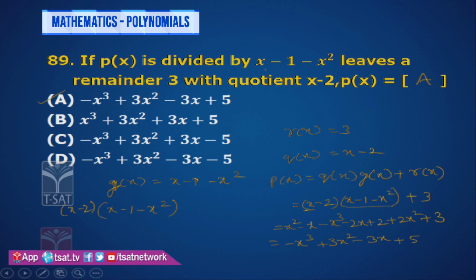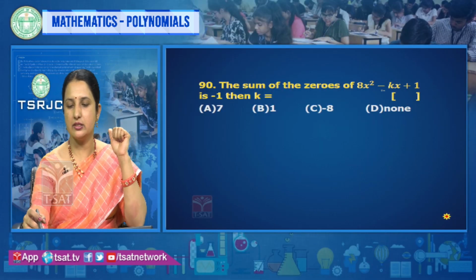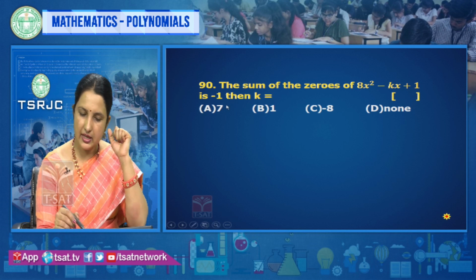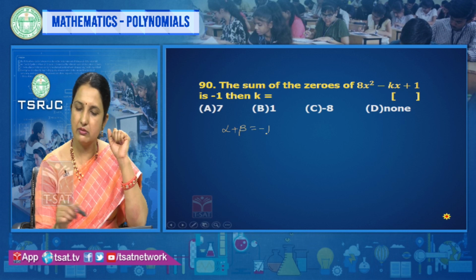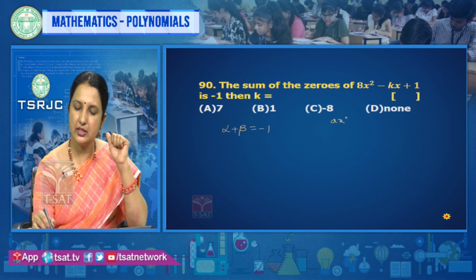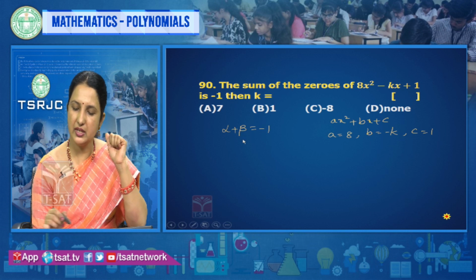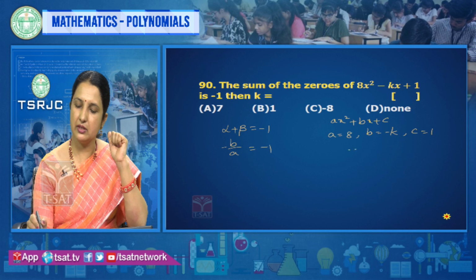Next, the last question. The sum of the zeros of 8x square minus kx plus 1 is minus 1. Then k equals what? Sum of the zeros means alpha plus beta equals minus 1. Here you compare this with ax square plus bx plus c. What did you get? A equals 8, b equals minus k, c equals 1. So alpha plus beta equals minus b by a equals minus 1.